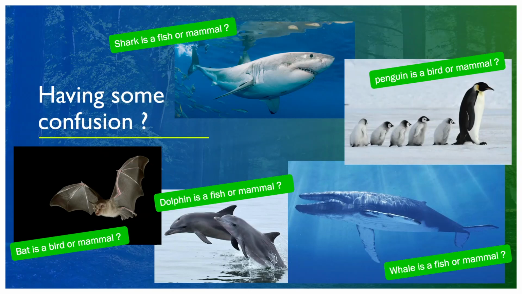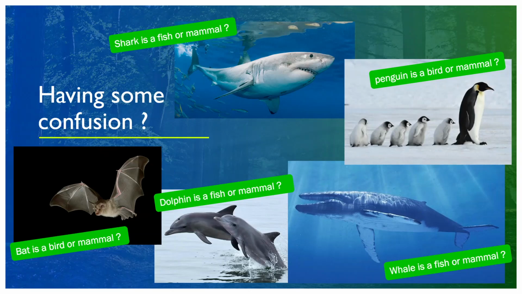Okay, first, from the top, you can see the shark. There is a white shark. So is a shark a fish or a mammal? Sometimes we get confused there. I understand. Okay, and then the next image is the penguin. Is a penguin a bird or a mammal? A penguin looks like a bird, but are they mammals?